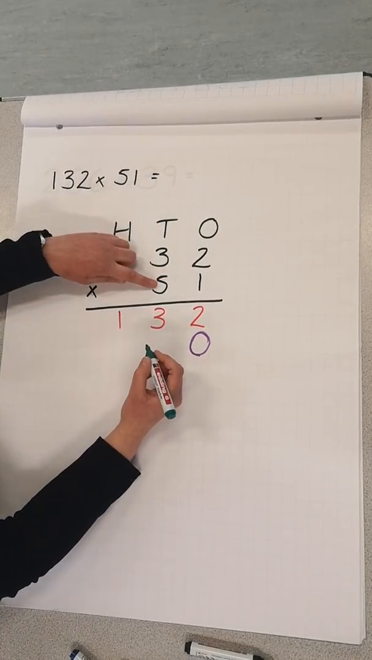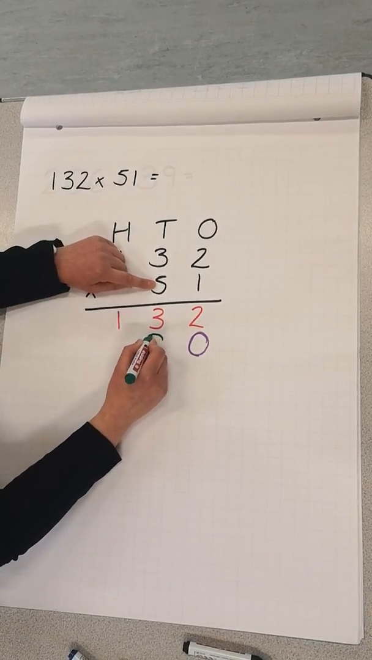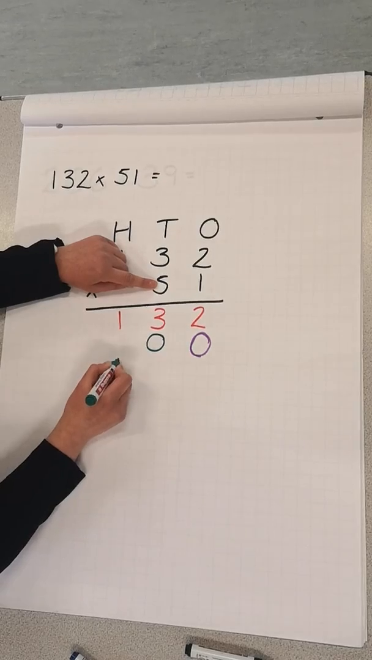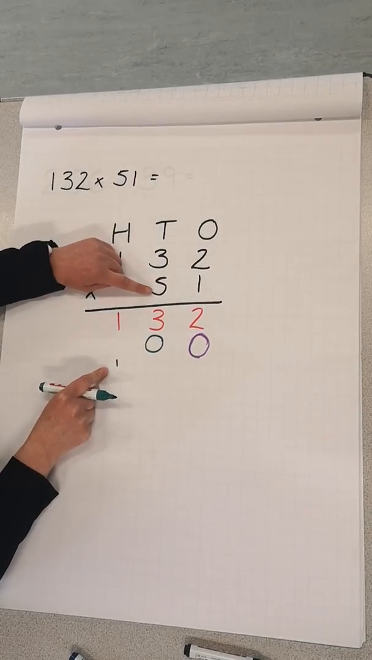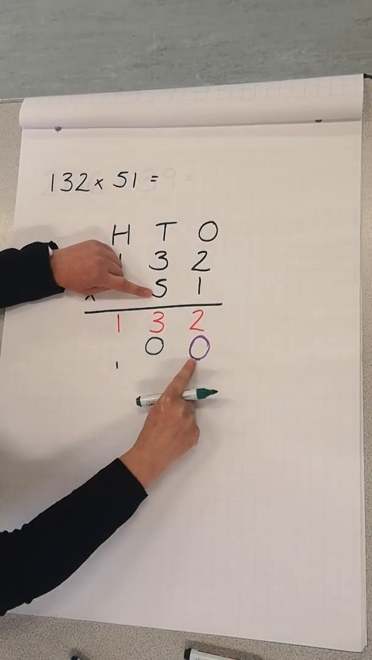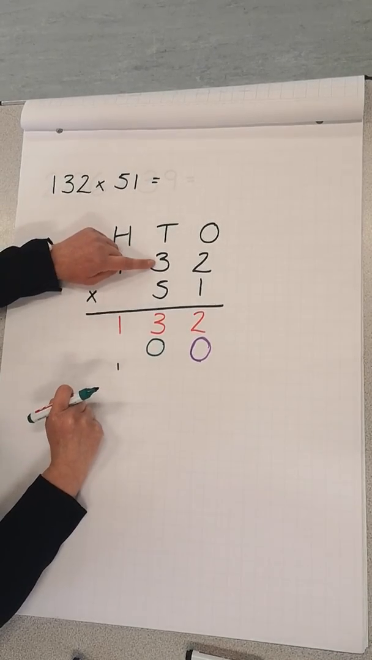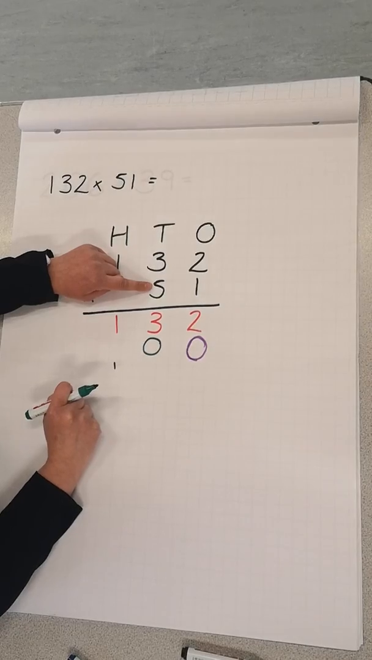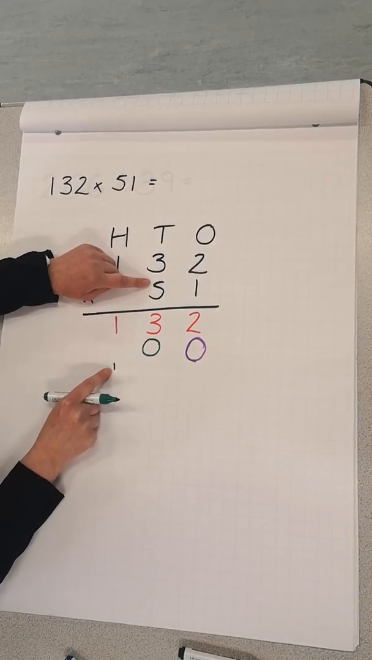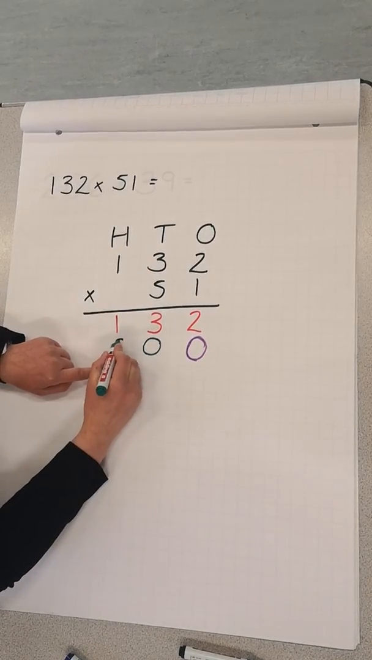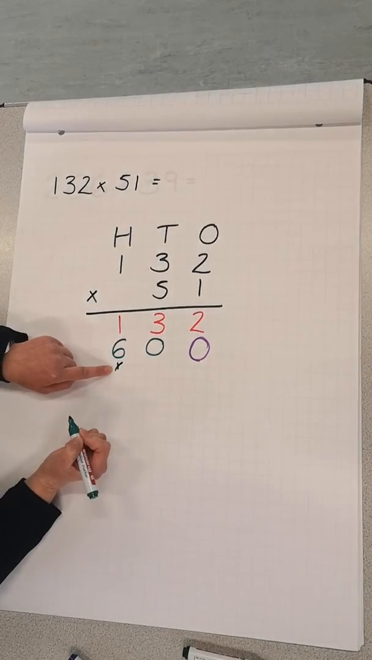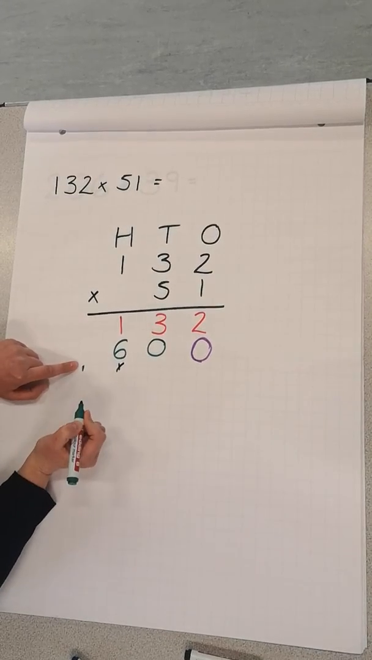So 2 times 5 is 10. So I'm going to put my 0 here and exchange my 1 over there because it's actually 2 times 50, which is 100. So I've got to place that 1 in the hundreds place. 3 times 5 is 15, and we've got 1 more to add on here, which is 16. So I put my 6, cross that off because we've dealt with it, and put my 1 down here.